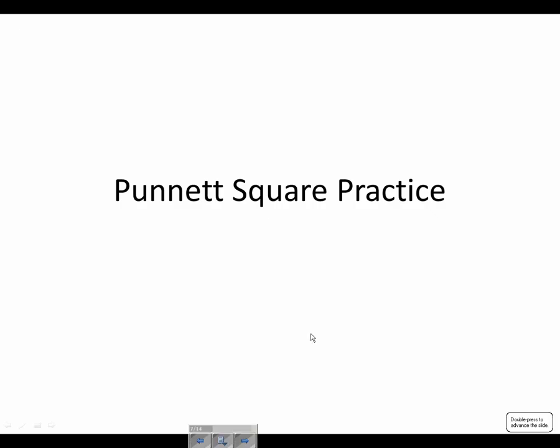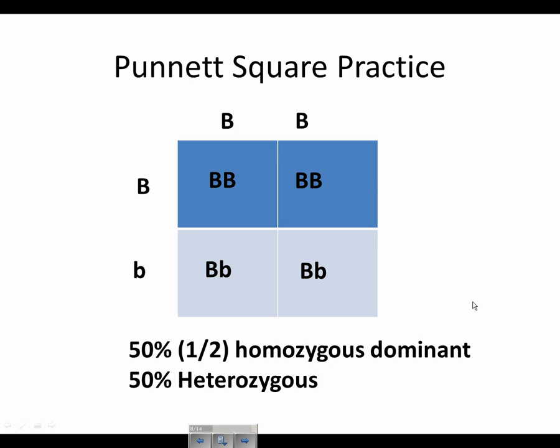This lecture is going to work on Punnett square practice. A Punnett square is an easy way to look at a cross and figure out what the possible outcomes would be. If we look at this cross, we can see that we have a parent that has two dominant alleles up here and a parent with two heterozygous alleles here.